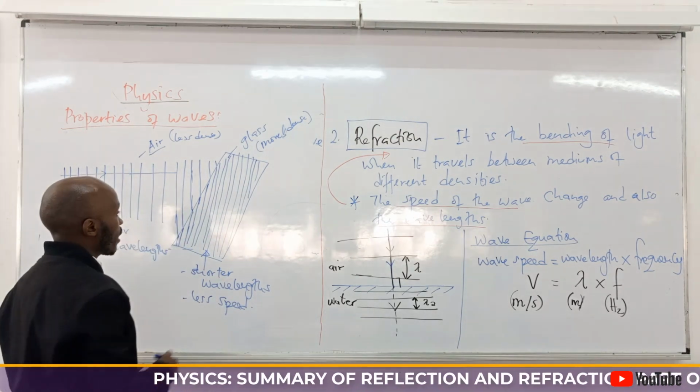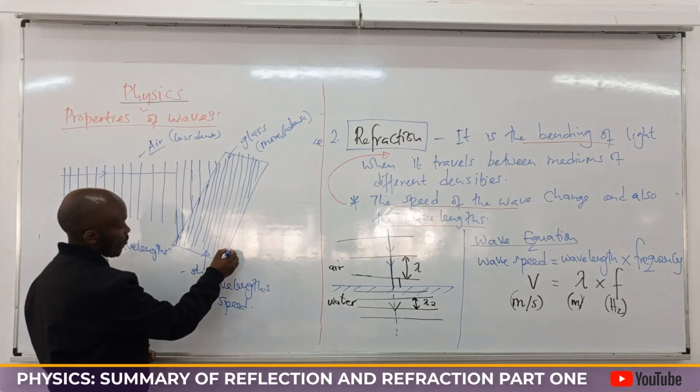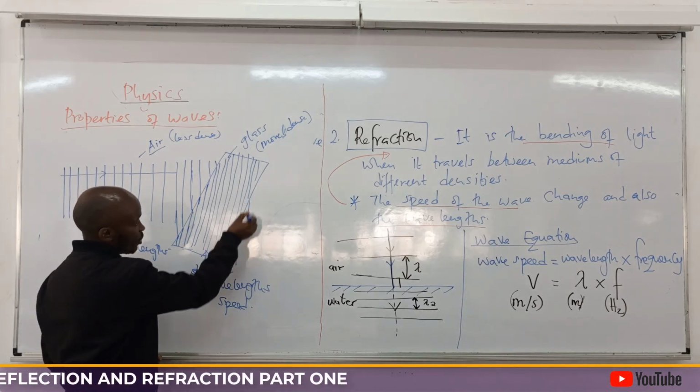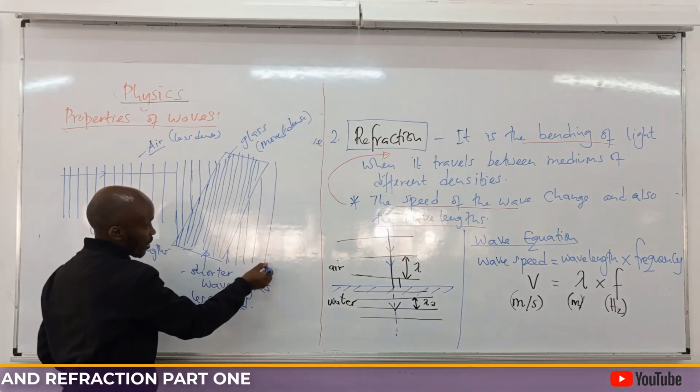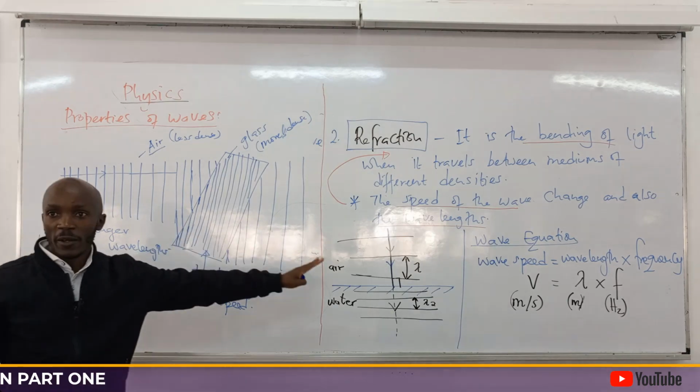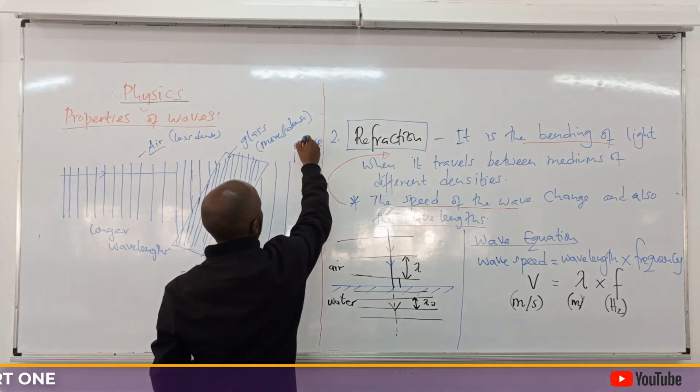Of course, after they move out, what will happen? If they move out again, they tend to regain their original wavelengths. So they regain the original wavelength as they were, as they move again in the air medium.